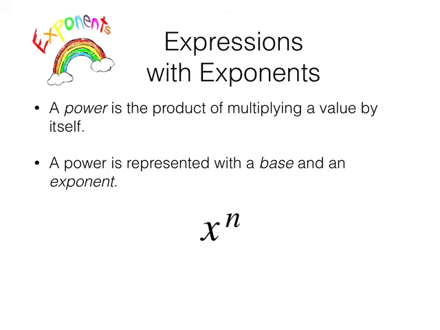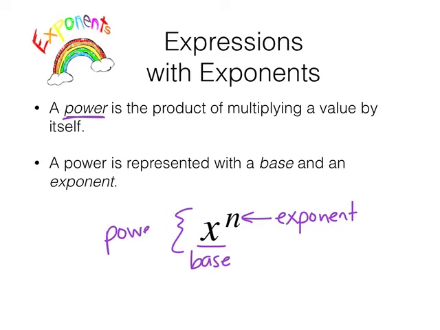Start with remembering how expressions with exponents look. When we're talking about an expression with exponents, we're talking about one that is called a power. A power is the product of multiplying a value by itself. A power is represented with a base and an exponent, and that's what you're looking at here. This entire expression is a power, and x to the nth power is how we would pronounce that.